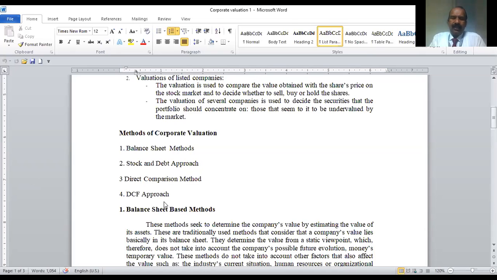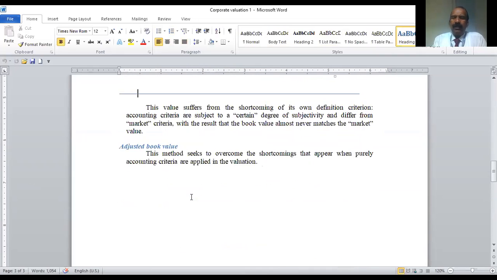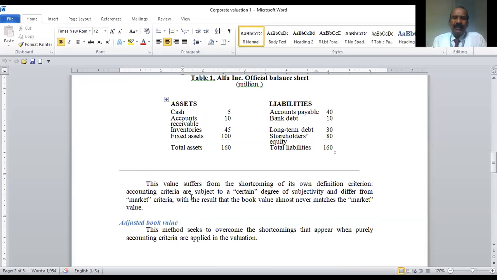So look at this case, what is given there. We have total assets of 160: cash, accounts receivable, inventories, and fixed assets. On the liability side, we have accounts payable, bank debt, long-term debt, and shareholders' equity. That is 80. Total 160. The total assets is 160 because it does not include any miscellaneous expenditure. So 160 minus the external liability. External liability is 40, 10, 30, that is 80. So 160 minus 80 is 80. Got it? Yes, sir.